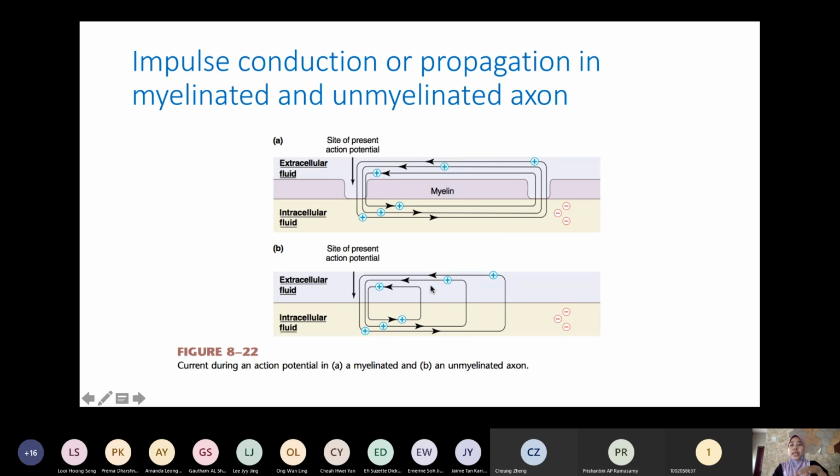In comparison, for nerve tissue that doesn't have the myelin sheath, the electrical current occurs whenever it passes each sodium potassium pump. That's why in nerves that have the myelin sheath, myelinated nerve or myelinated axon, the action potential transmission is faster as compared to an unmyelinated one.